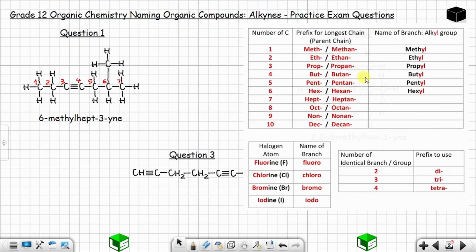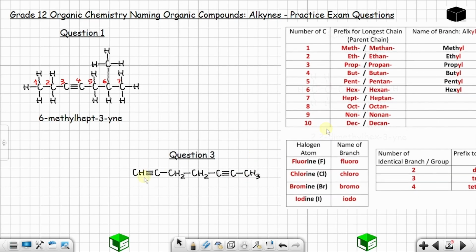Okay, let's see question 3. This one. This is a semi-structural formula and you don't have any branch in this organic compound, right? And you can see you have 2 triple bonds, this one and this one. So this is the longest continuous carbon chain. Okay, now let's do the numbering. Should the numbering start from left to the right or from right to the left?